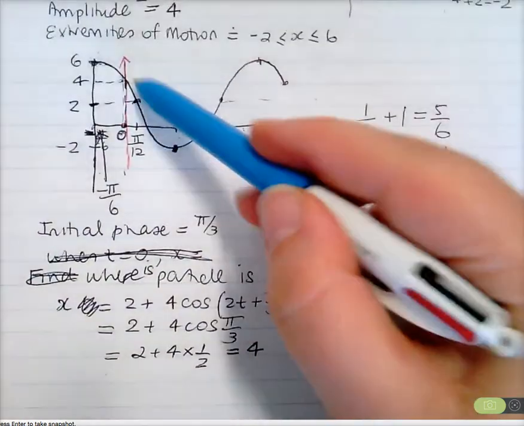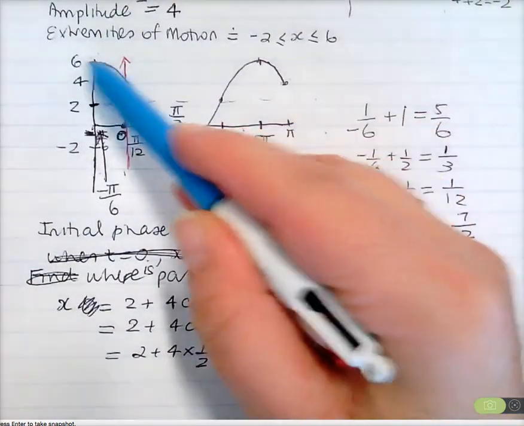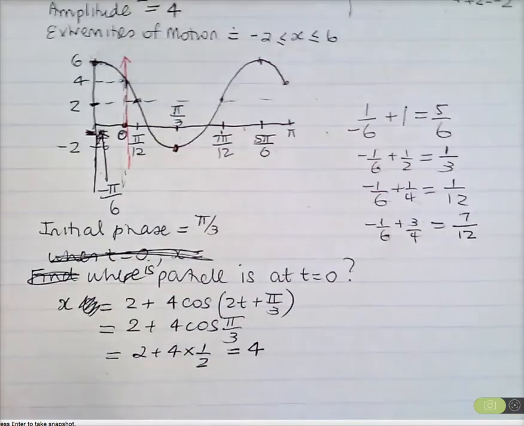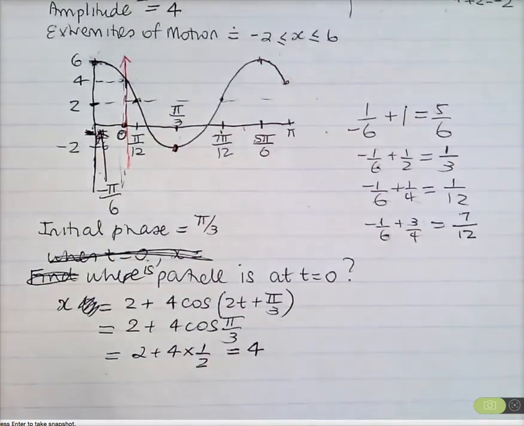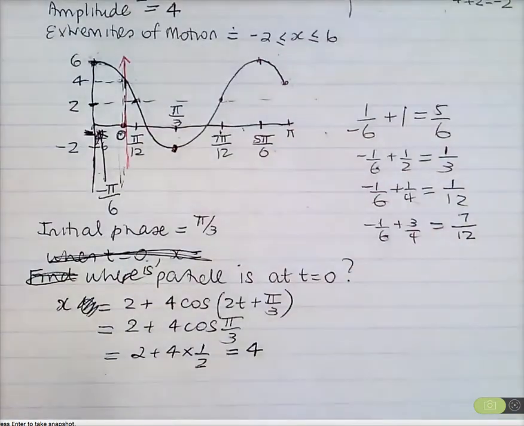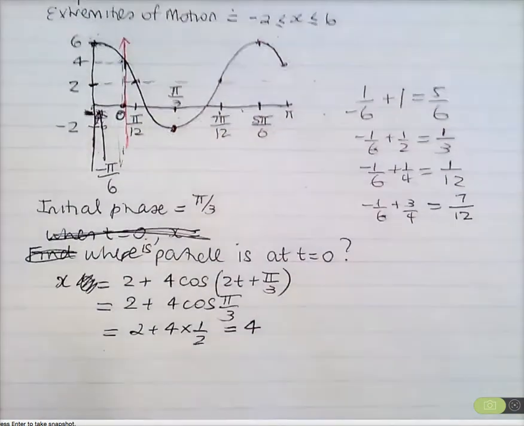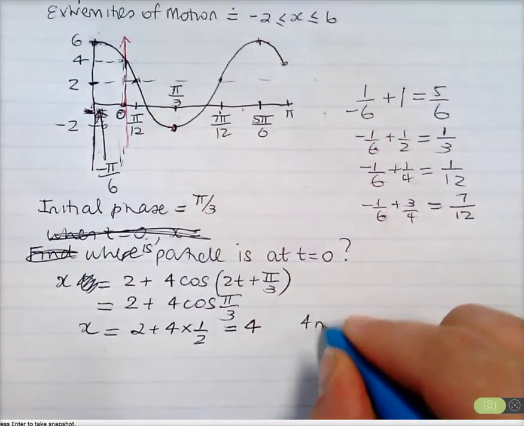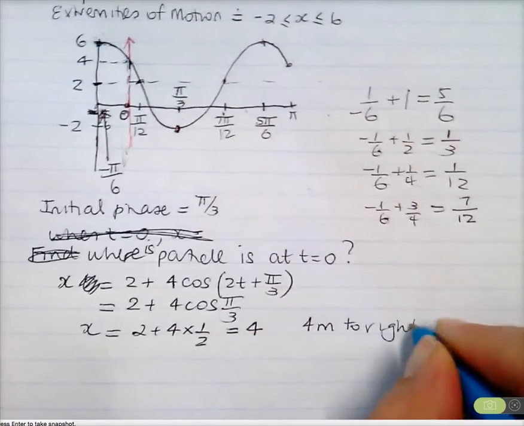Right, so if I did want to put the real graph, see how I did it from negative pi on 6? You can do that and then go and stick in your new axis if you want. See what I'm doing? All right, but that's the real axis, starting at 0. So where is the particle at time t is 0? It's at x is 4. So we got 4 meters to the right of the origin.